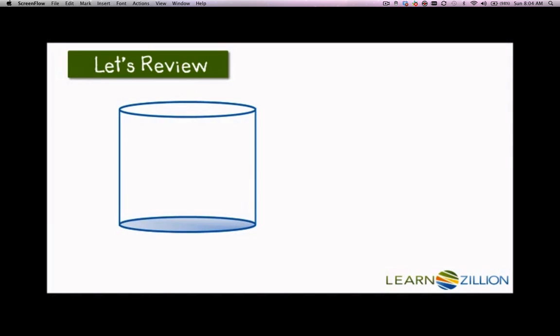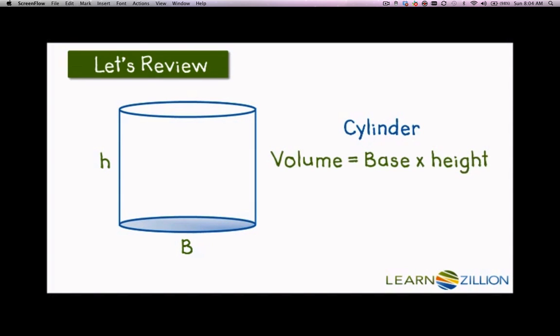You already know how to find the volume of a cylinder. If the height is h and the base area is capital B, then the volume is given as base area times height. Or, in the case of a cylinder, the base is a circle, so V equals pi r squared h.